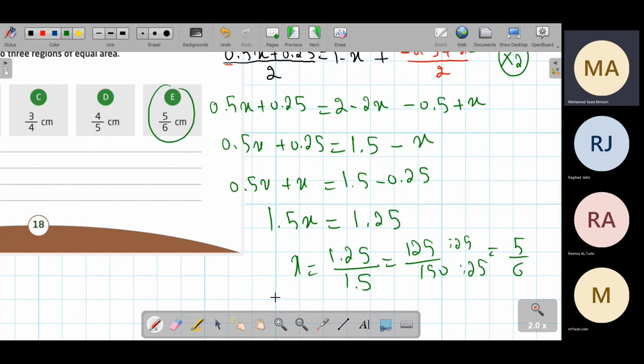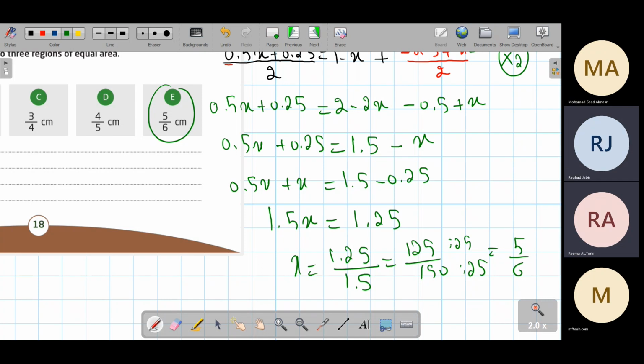So this is the right answer. I know this exercise is not easy. You can repeat the session step by step, 10 seconds by 10 seconds, and see the explanation again. Okay, Raghad and Jude? Yes, thank you.